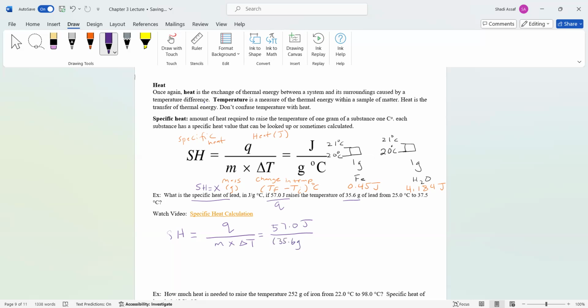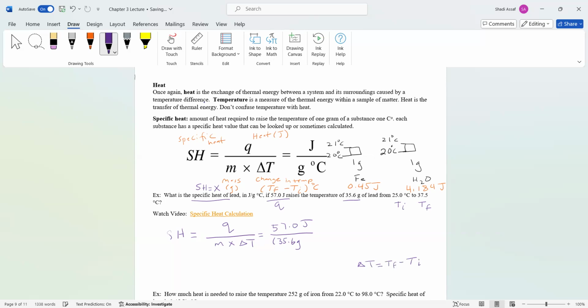And then this is the temperature difference. You have to calculate, you have to subtract them. So you went from 25 to 37.5. So this is T initial, and that's T final. So what we do is we say, okay, here's delta T, which is T final minus T initial.